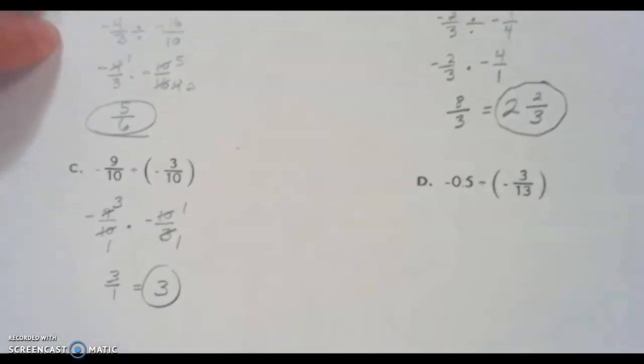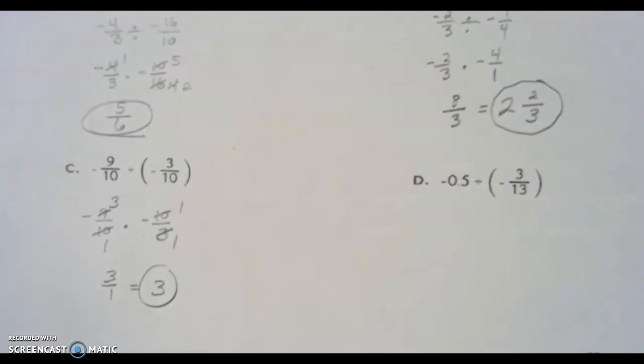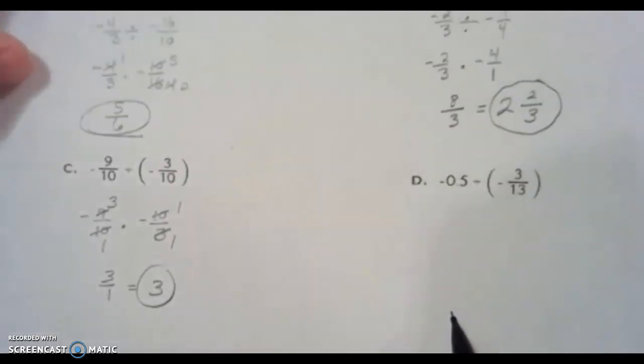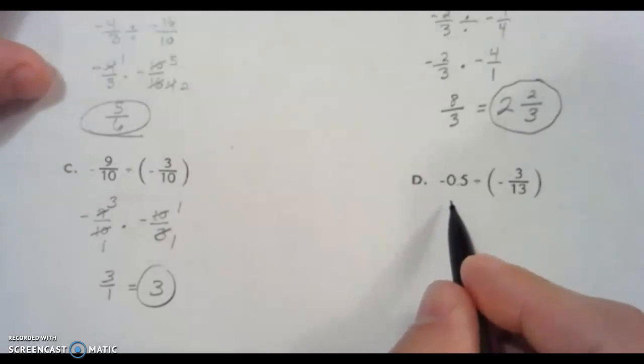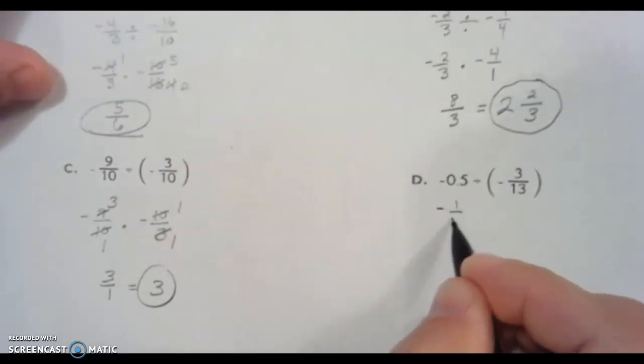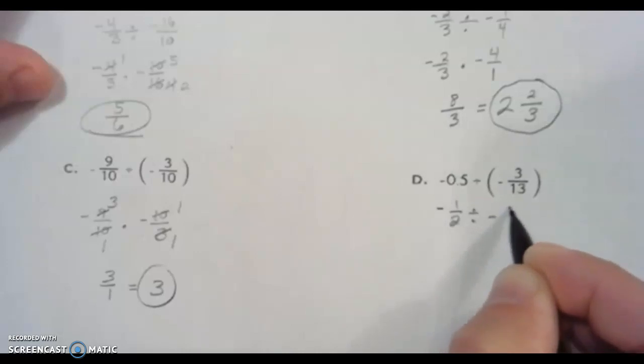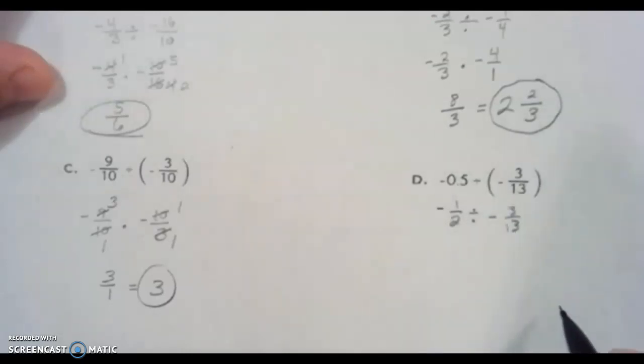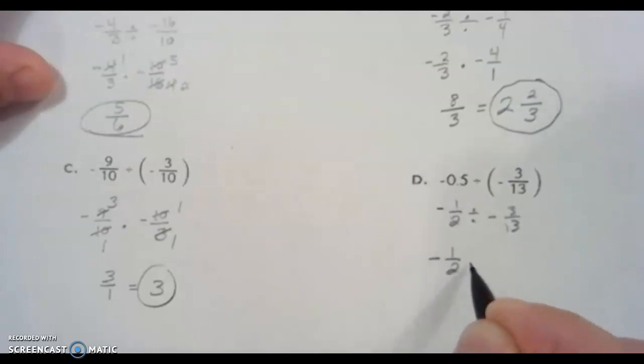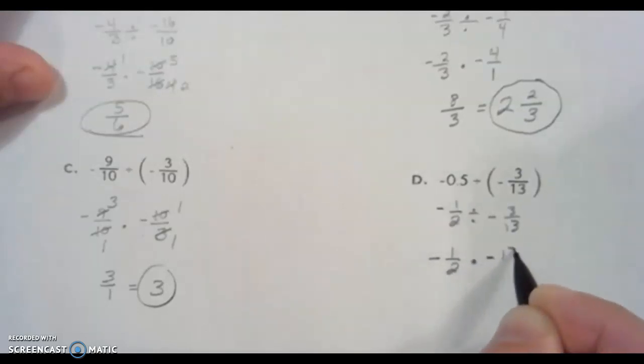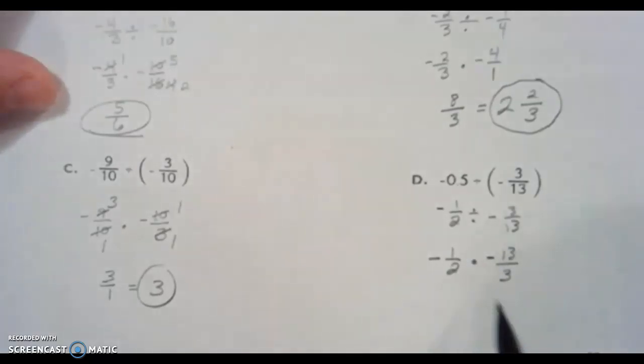Finally, letter D, we have -5/10 divided by -3/13. -5/10 is really just the fraction -1/2, divided by -3/13. If I multiply by the reciprocal, I have -1/2 times -13/3. Nothing simplifies, so now I'm ready to multiply. A negative times a negative is positive. This is going to be 13/6. 6 goes into 13 twice, with 1/6 still left over.